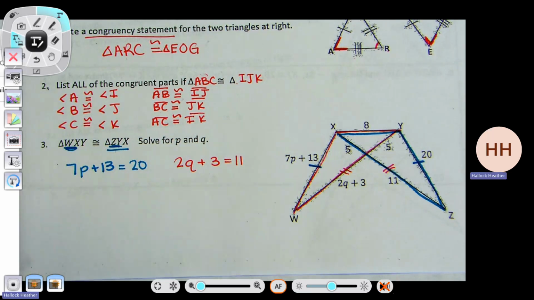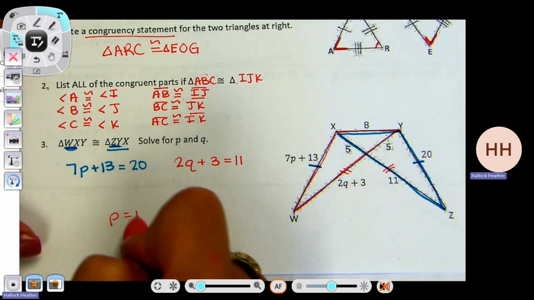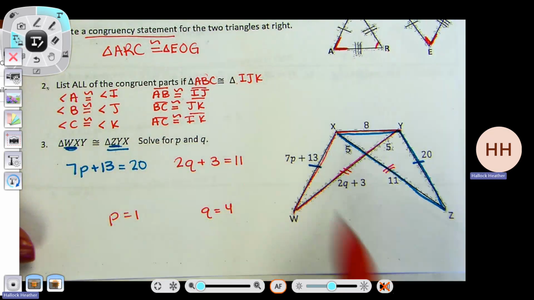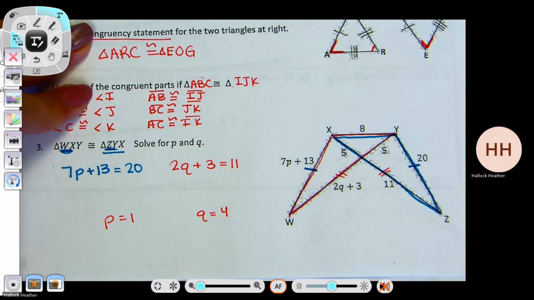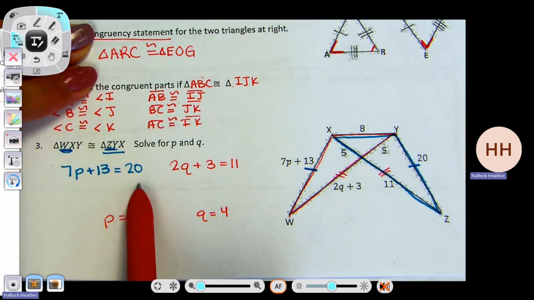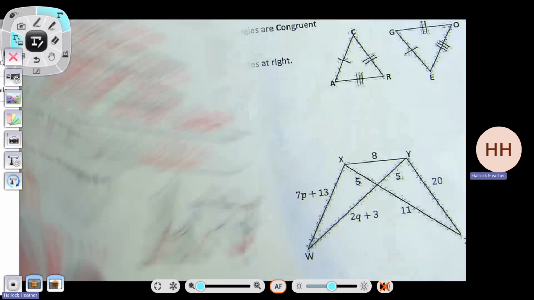Okay, so what do we get for P? Good. And what do we get for Q? Good. Because you minus 13, divide by 7, minus 3, divide by 2. Okay, let's go to the back.